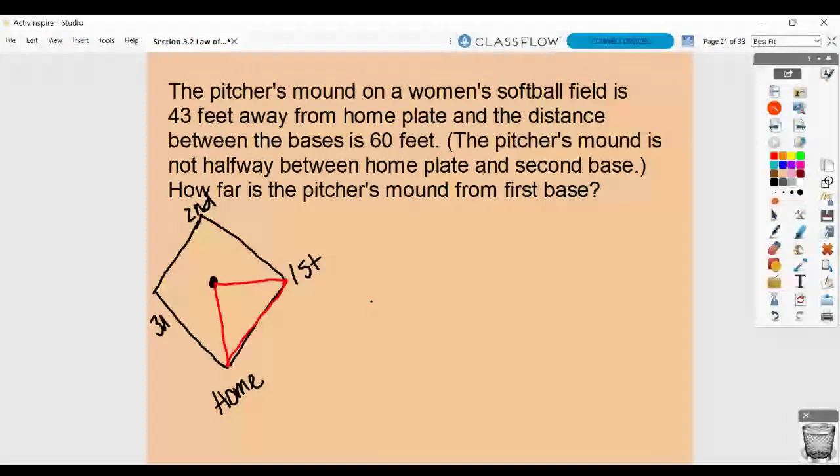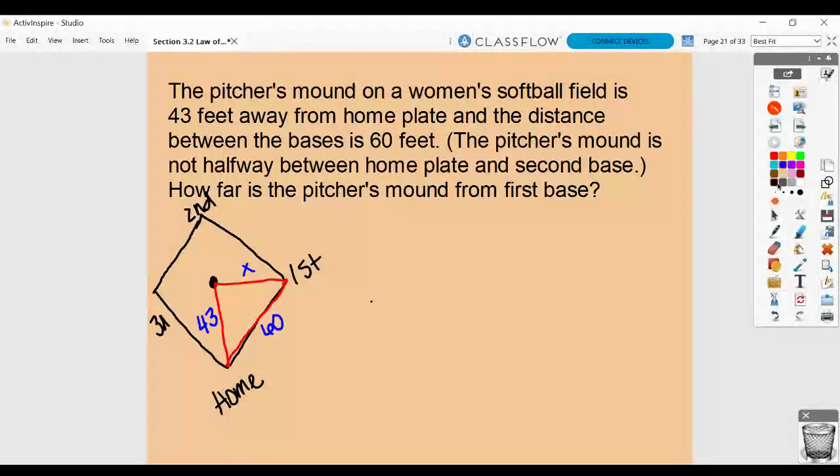Okay, now it says the pitcher's mound is 43 feet away from home plate, and the distance between the bases is 60. So it says how far away is the pitcher's mound from the first base? So we are actually looking for that distance right there.